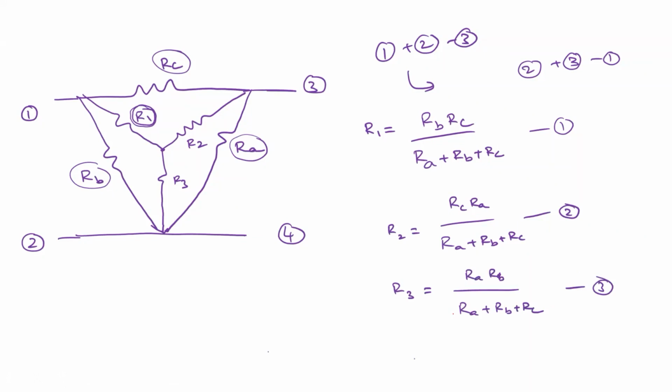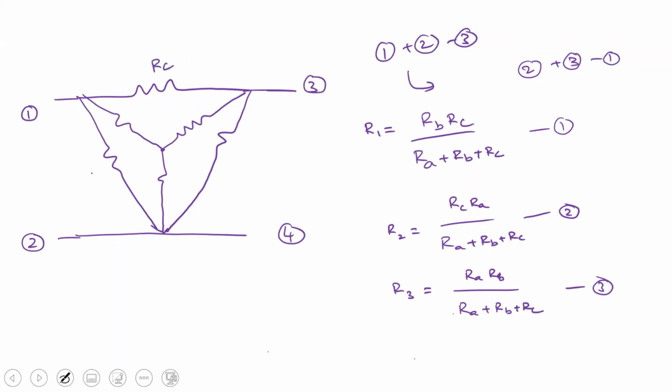So this RA, RB, RC are in delta. This RA, this RC, and this RB are in delta, whereas this R1, this R2, and this R3 are its equivalent star resistances. If you notice that, you can have a problem like this.